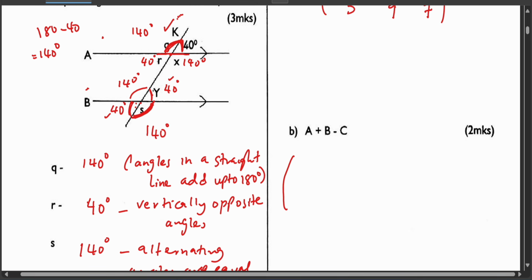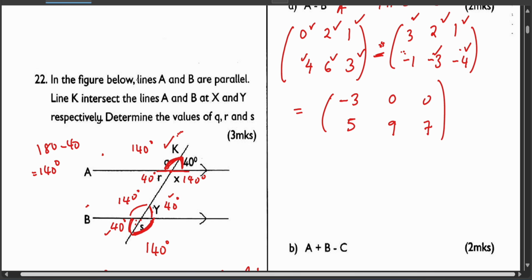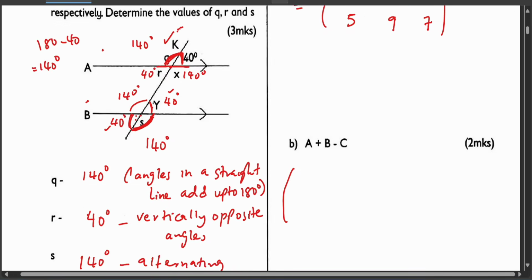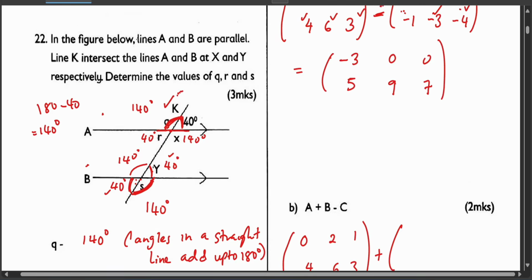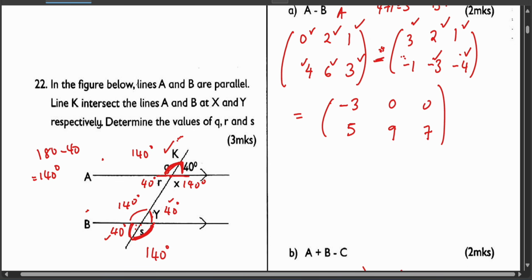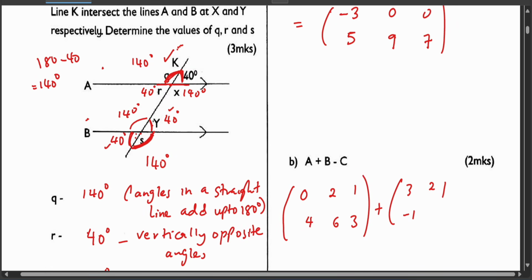So you can start by taking A, adding it to B, and then subtracting C. So A is 0, 2, 1, 4, 6, 3. Let me give it space. Then adding it to B. So B is 3, 2, 1, negative 1, negative 3, negative 4.